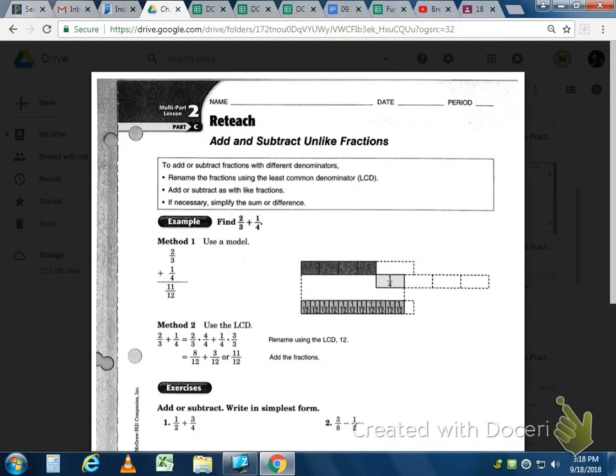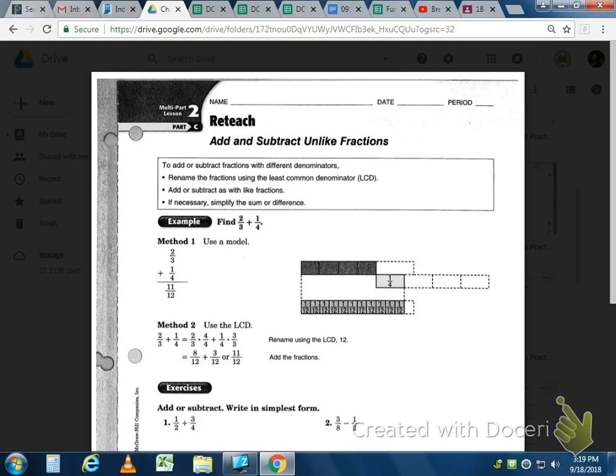Lesson 3.2c, add and subtract unlike fractions. So yesterday we added and subtracted fractions that had common denominators already. Today we are adding and subtracting fractions that do not have like denominators. To do that, we have to rename the fractions using the least common denominator.